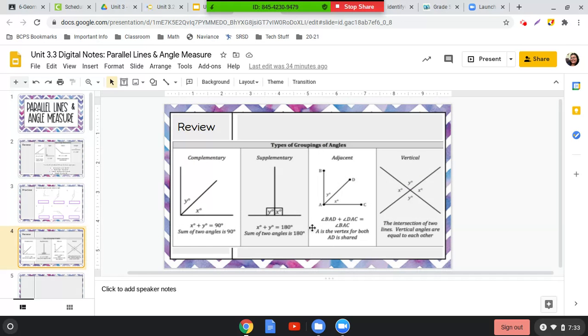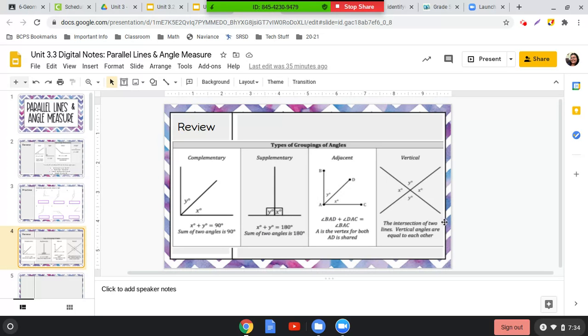So just to review really quickly, we have complementary angles, which are two angles whose sum adds up to 90 degrees. We have supplementary angles, whose two angle measures add up to 180 degrees. And you can see this angle plus this angle gives us a straight line, so that's our 180 degrees. Then we have adjacent angles, remember, that are next door to each other. They share a common wall.